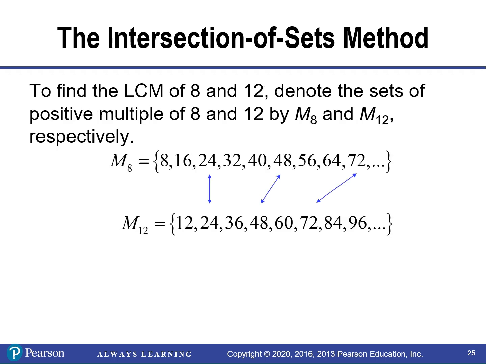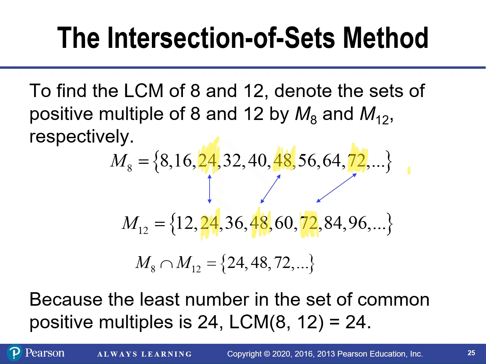that set. So to find the least common multiple of 8 and 12, we're going to list out the set of positive multiples of 8 and call it M8, and list out the positive multiples of 12, call it M12, and then we look for those multiples that they share in common. So I see that M8 is going to have 24, and so is M12. I see that 48 is in both sets. I see that 72 is in both sets, and these are actually all multiples of 24.